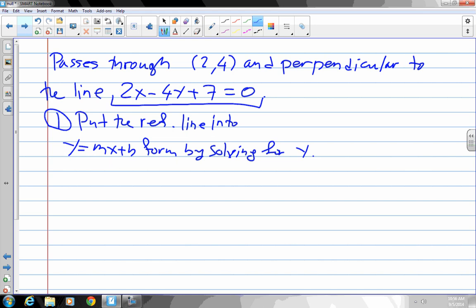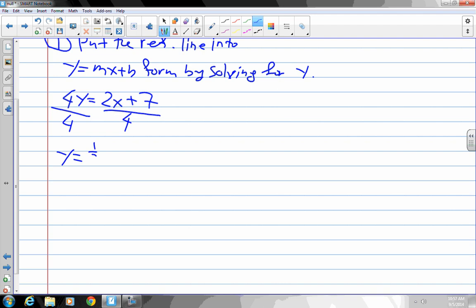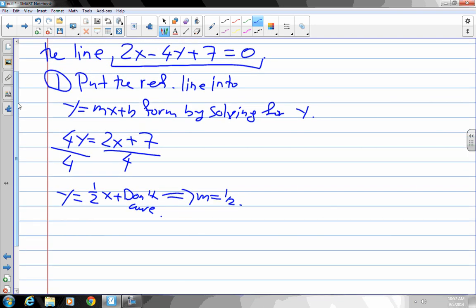So I'll add 4y to the other side, so it's 4y equals 2x plus 7, right? Just add 4y. And then just divide everything by 4. So really y equals 1/2 x plus, don't care anymore. It's whatever that is, 7/4, it doesn't matter. All I need is the slope. So the slope is 1/2. So the slope of the reference line is 1/2.